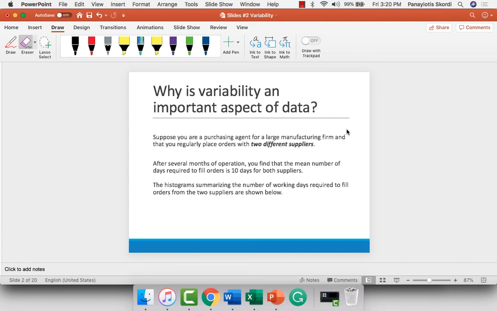Here we're going to look at an example, and it's part of your PowerPoint. After you watch the videos, I want you to go through the PowerPoints, but here I'm going to look at a specific example as part of the video.